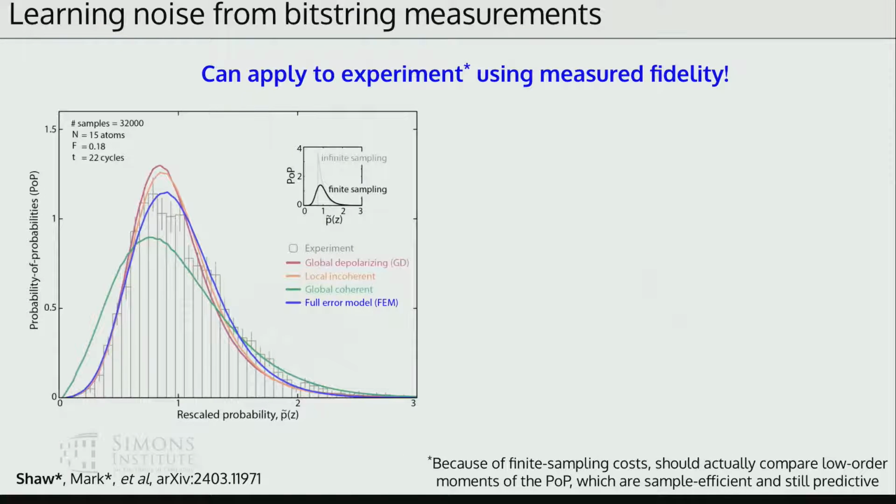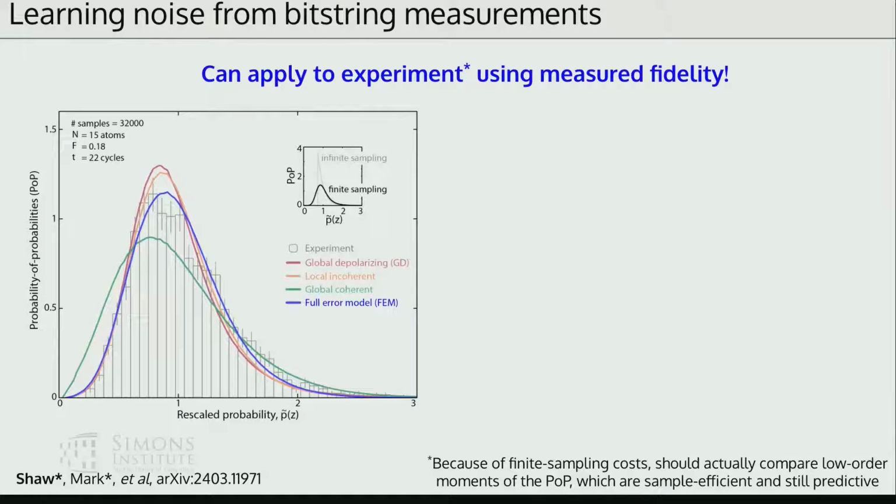For the experimental data, it's essentially mollified a bit by finite sampling. In reality, you don't actually want to look at the full probability of probabilities. You want to look at low order moments, which I can talk about, which provide the same predictive power. But even looking at the full probability of probabilities still gives you the correct answer. I'll just show here that because of finite sampling, these distributions get smoothed out. But you can analytically predict this. You can actually invert it, but here we're not doing that.